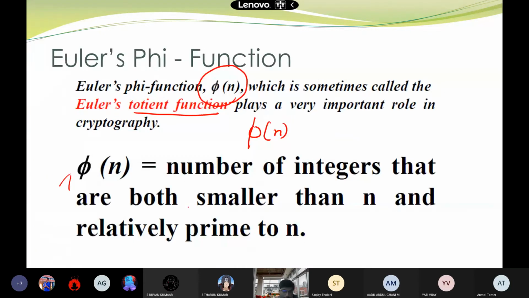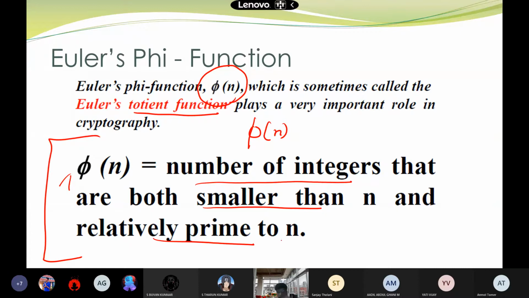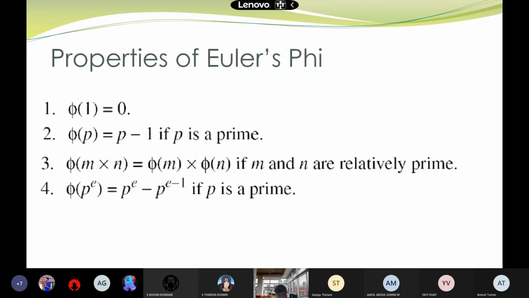So can we now try to understand this? If I have to define Euler's totient function, phi of n is going to return the number of integers that are both smaller than n and relatively prime to n, which means the GCD is 1. Right? So I hope you have understood what Euler's totient function is. So let me now give you 4 formulas or 4 rules which we can apply. We can do a combination of them also in order to find the Euler's totient function value. So these are the 4 properties of Euler's phi. Can you note this down, all of you? I want all of you to remember this because we're going to use this in our RSA algorithm.